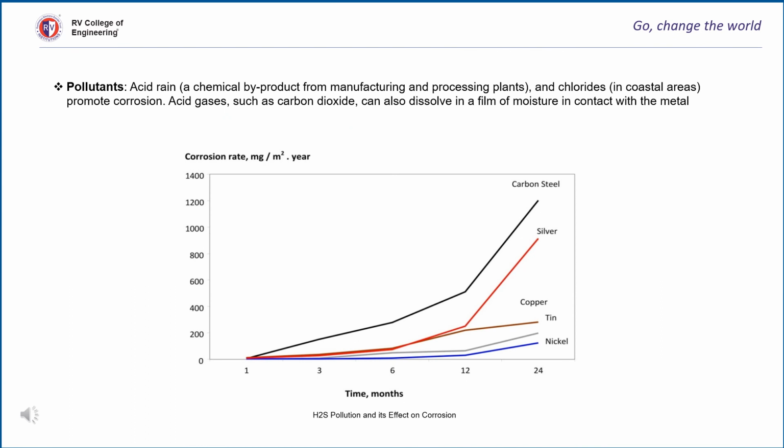Pollution, acid rain, and chlorides promote corrosion. Acid gases, such as carbon dioxide, can also dissolve in a film of moisture in contact with metal.